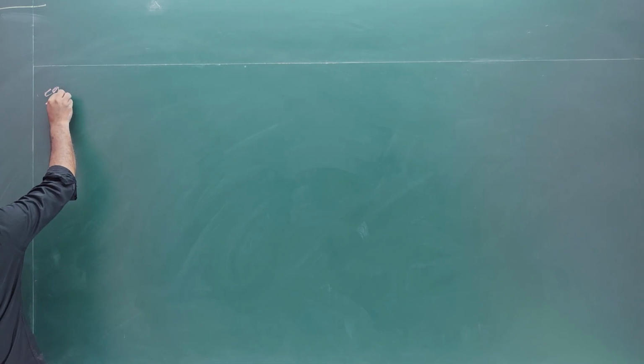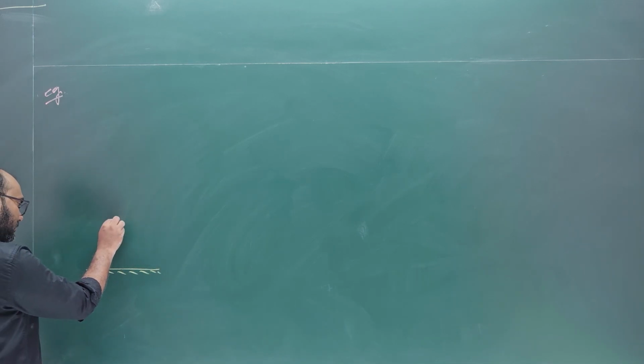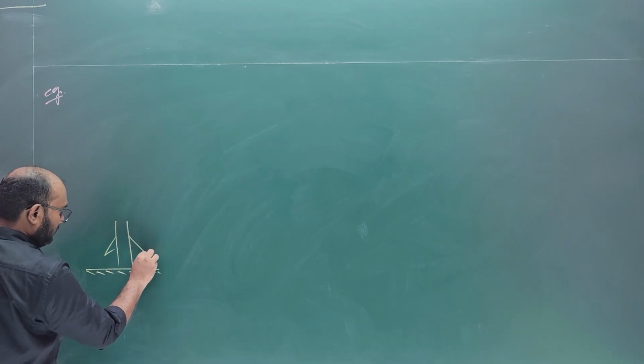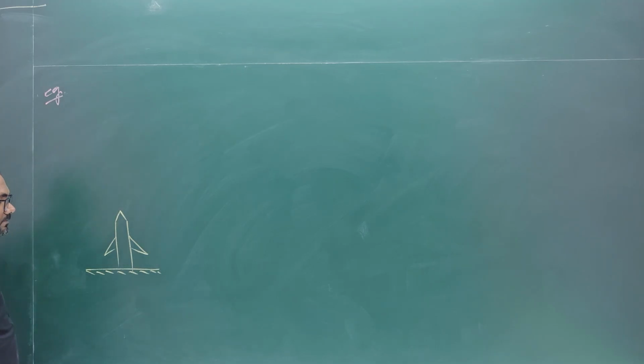Okay, now the next question is, listen to me. First understand the question. Consider here is the ground, and on this ground one rocket is kept. Okay.